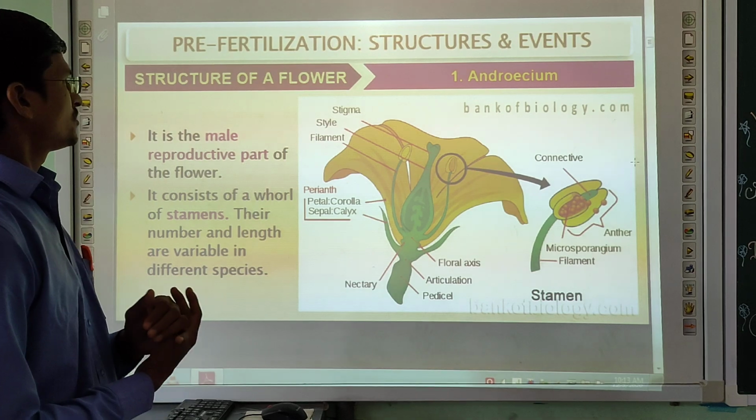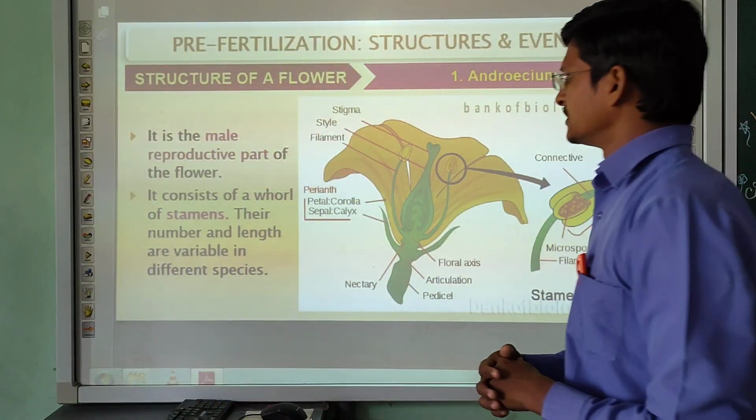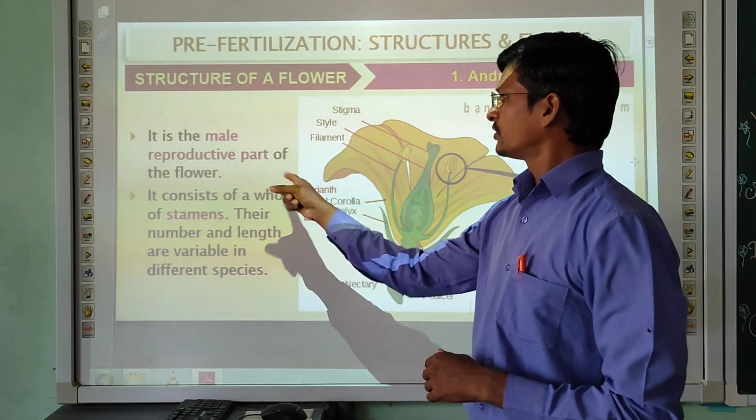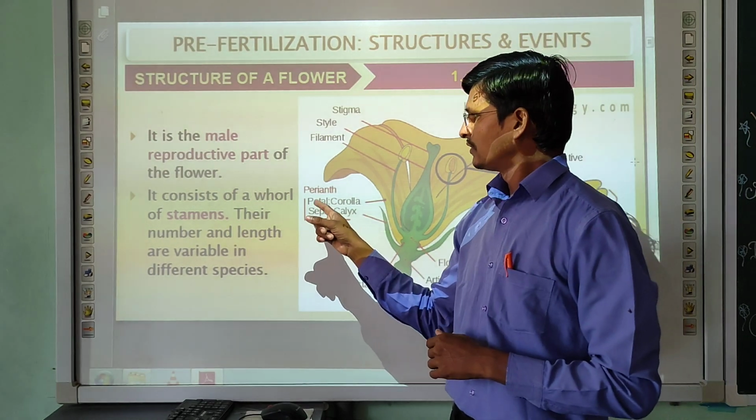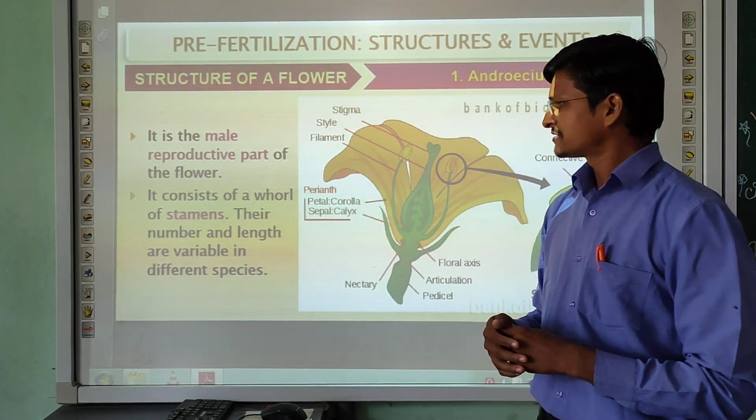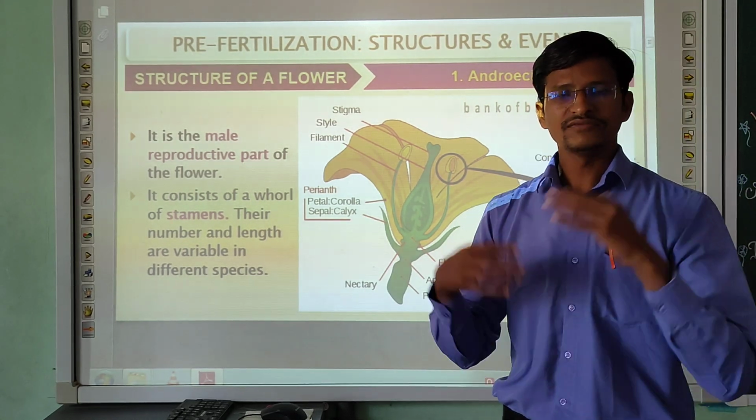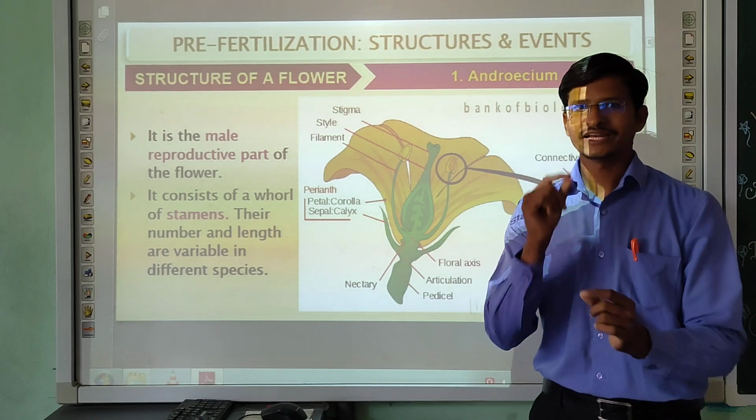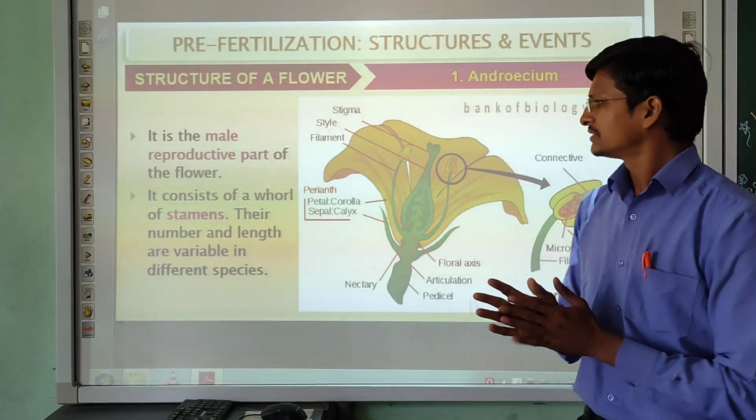Now the structure of the flower. The androecium is the male reproductive part of the flower, and it consists of the whole set of stamens, and their number and length are variable in different species. In different varieties of plants, the number of stamens is different, so we also need to take care of that.